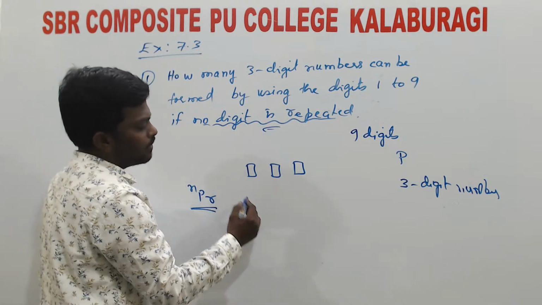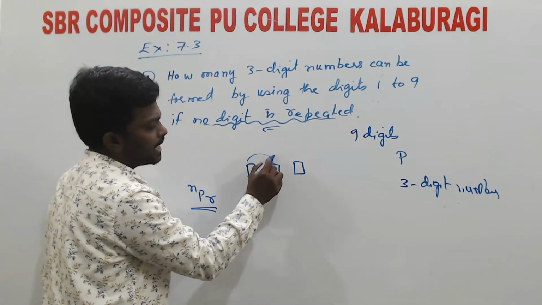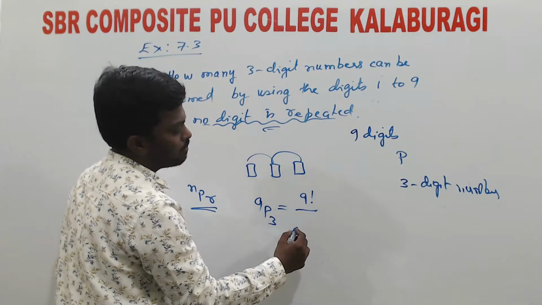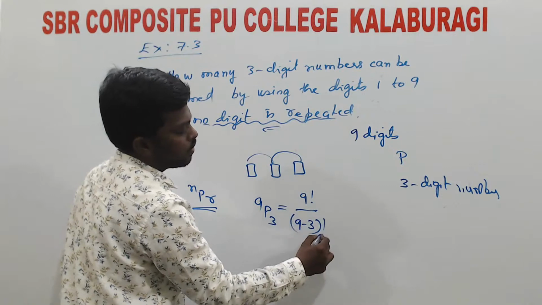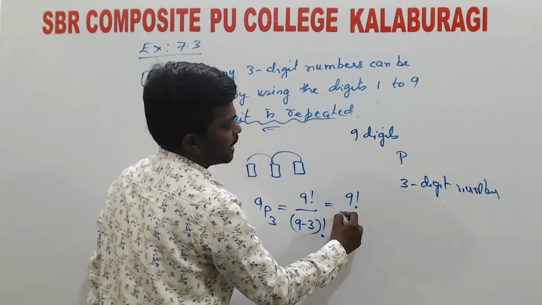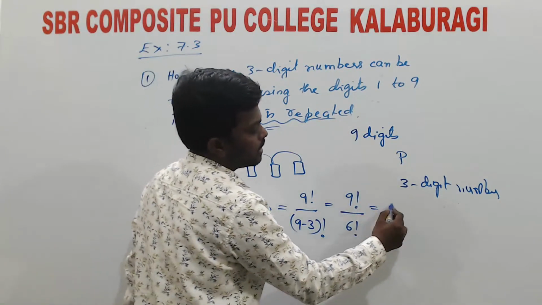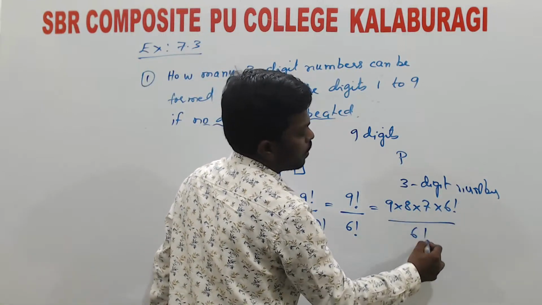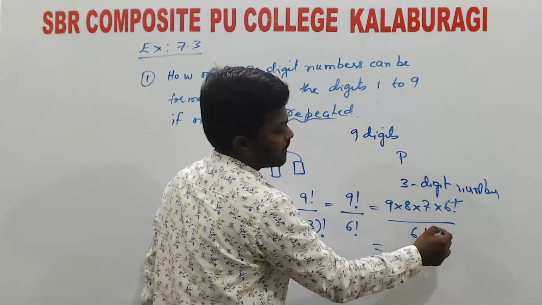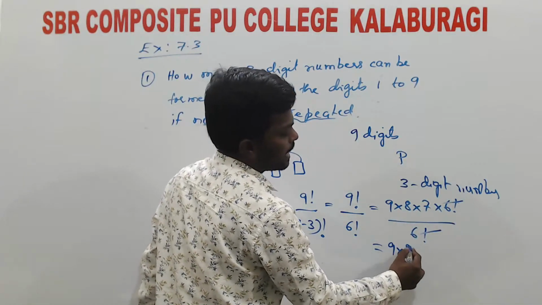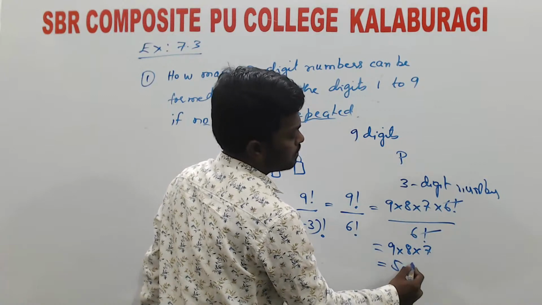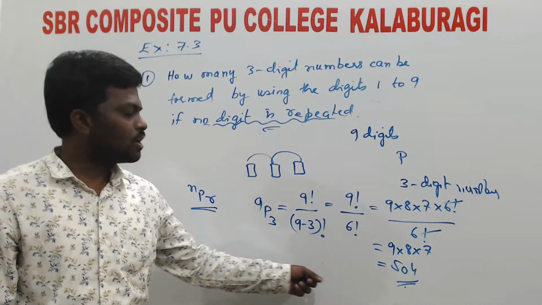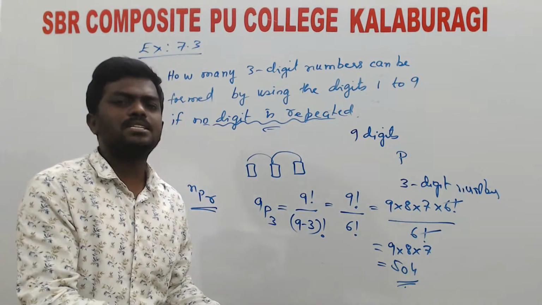So in total how many do we have? 9, and it has to be arranged among 3 boxes. 9P3 is 9 factorial by (9 minus 3) whole factorial, which is 9 factorial by 6 factorial. This is 9 into 8 into 7 into 6 factorial, whole divided by 6 factorial. 6 factorial cancels, leaving 9 into 8 into 7. So this will again be 504. Is that clear, students? With the formula also we got the same answer, because the concept is the same.